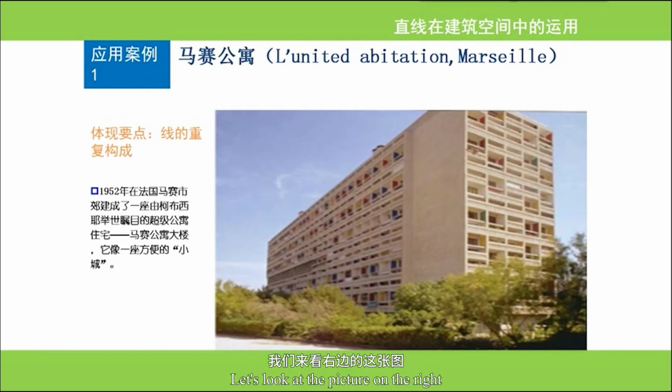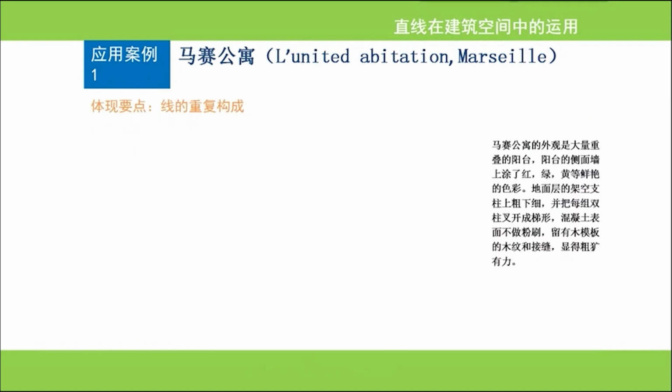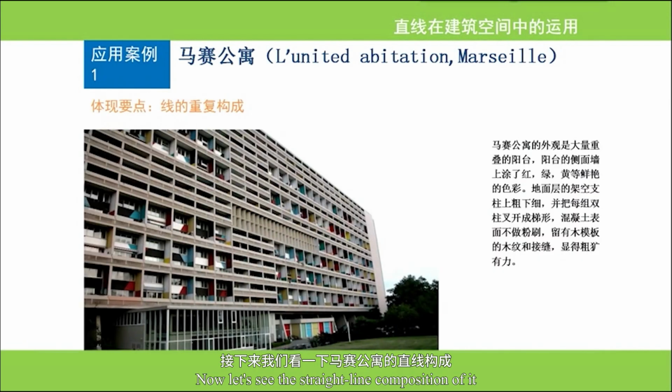Let's look at the picture on the right, which is the Maceo apartment building. Now let's see the straight line composition of it. We can see that the entire wall of the building is composed in a repetitive form of lines. In it, we can see some gradients and some vertical compositions, mainly adopting the form of repetition. Repetition can demonstrate a rhythmic beauty.